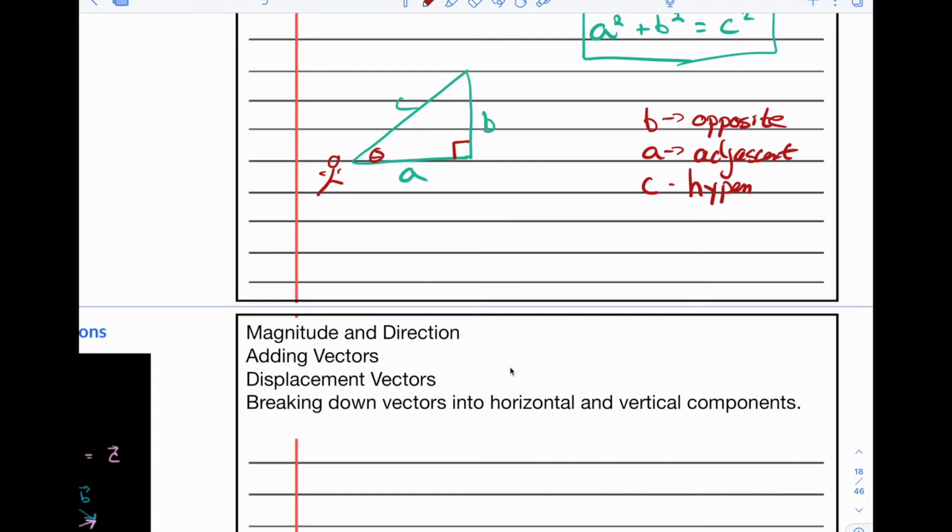Let me see if I can spell it. Hypotenuse. Okay? So this is what we have. We have adjacent, we have opposite, and then we have hypotenuse. I don't think there's an S in there.